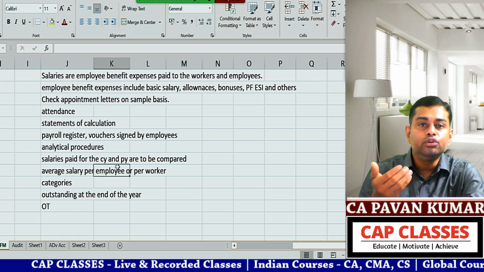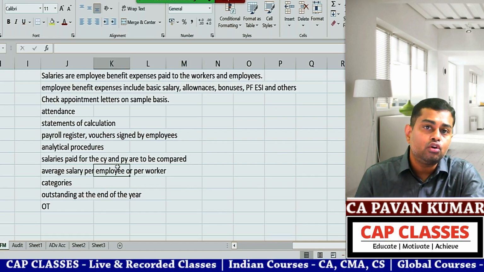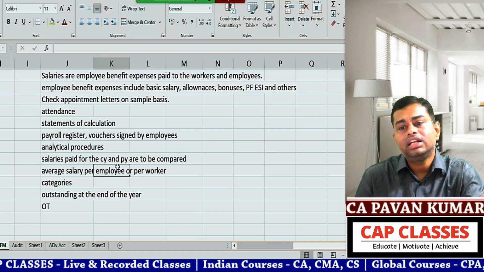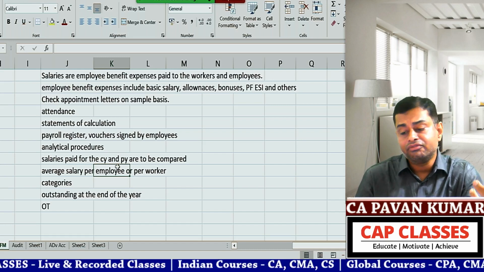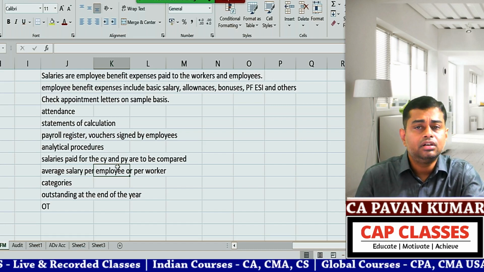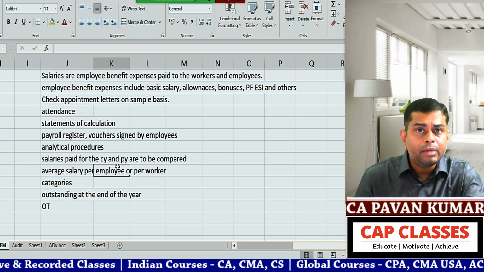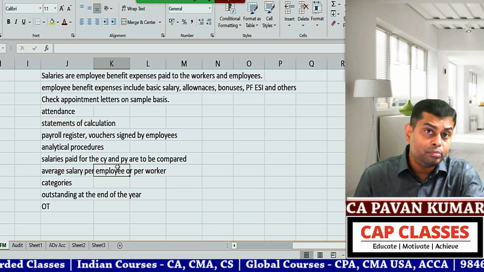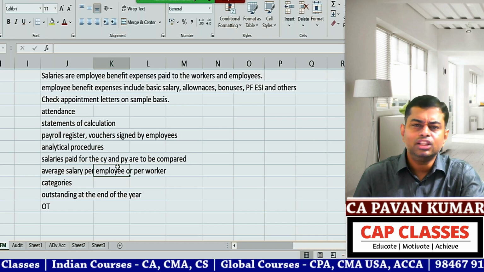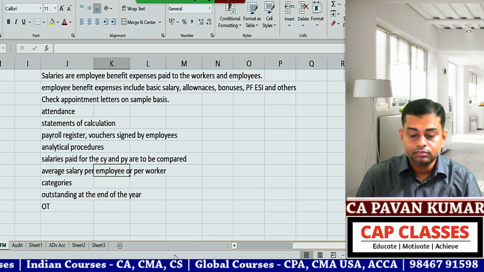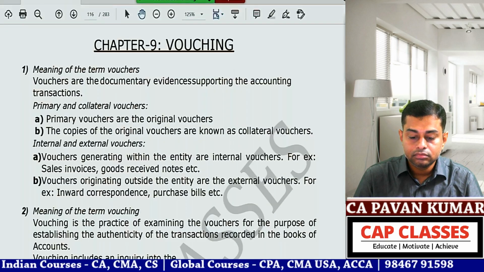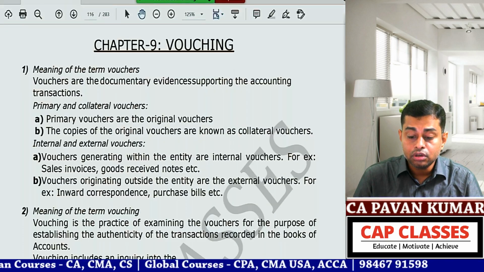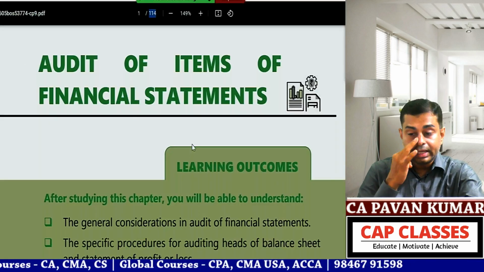In salaries, you need not write that. As per Schedule 3, check whether it is properly disclosed or not: productive wages, then salaries, director remuneration. If there is any legal minimum payment of wages or any legal allowances to be given, that you can verify. PF, ESI, those things you have to verify. That's all. So we'll go to our ICAI material.